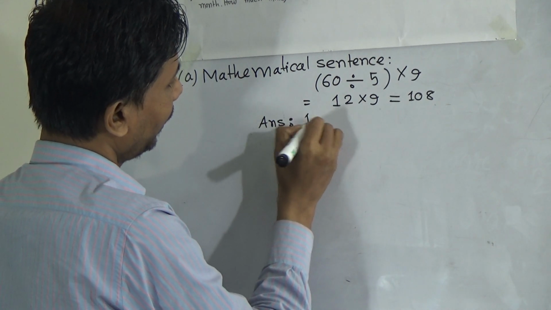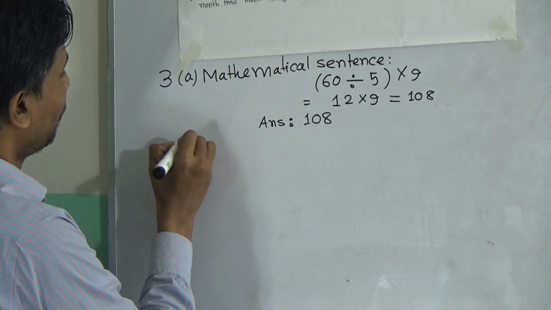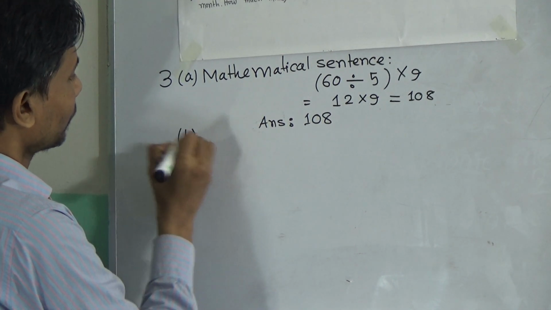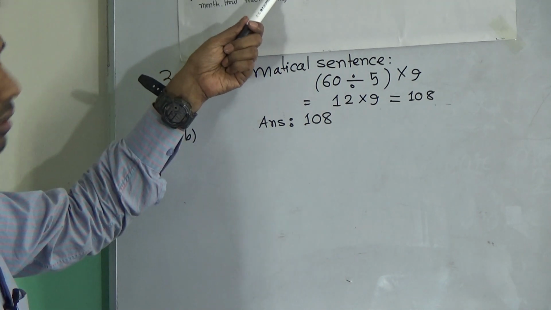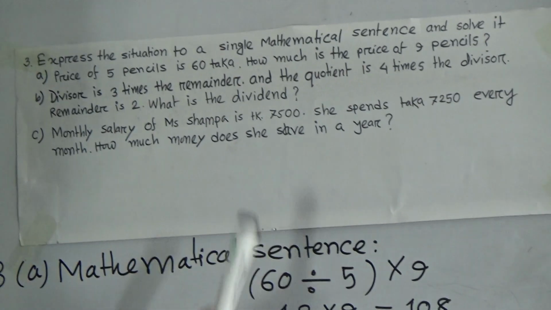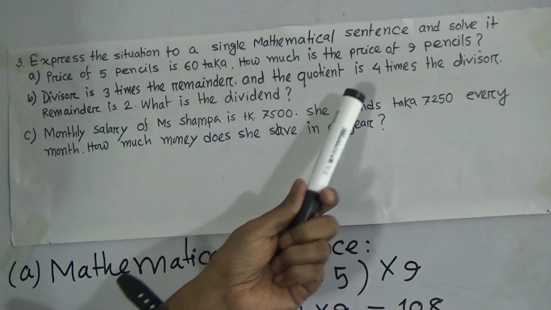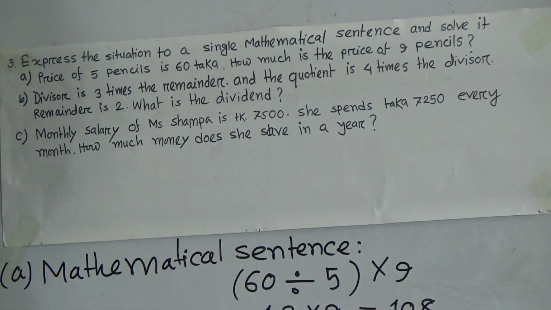The answer is 108. Now question B. The divisor is 3 times the remainder. Now find out, the remainder is 2. And the quotient is 4 times the divisor. What is the dividend?